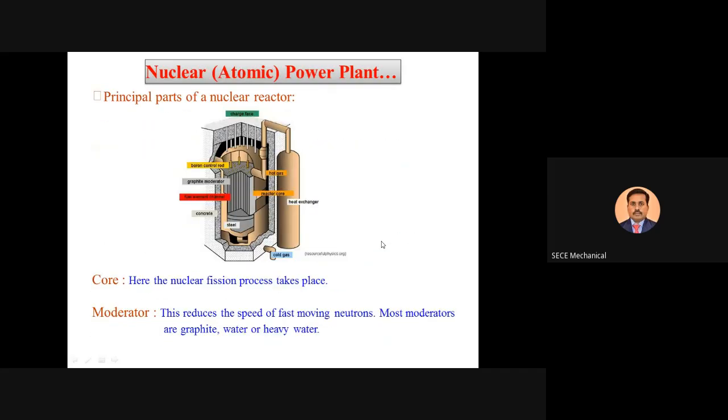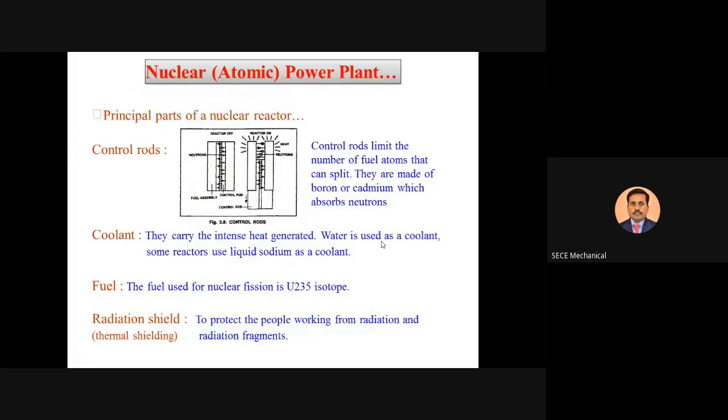Now we will see one video related to the nuclear power plant. In the next class, I will show you how the fuel, that is uranium U-35, is stored in tablet form. I already told you in the last class also. So today you see the working principle of the nuclear power plant video. Then next class I will show how the nuclear fuel, uranium U-35 isotope, is stored in the core in tablet form.